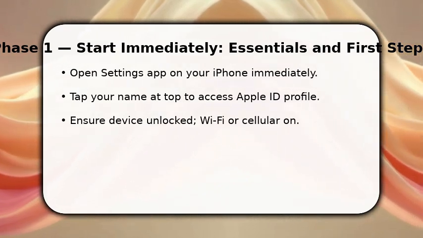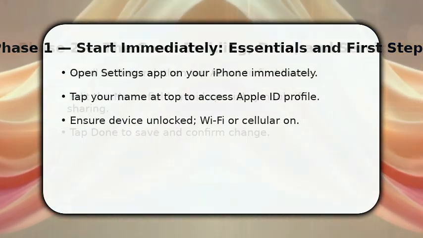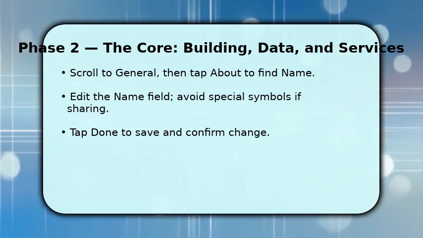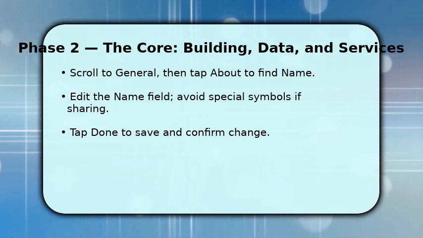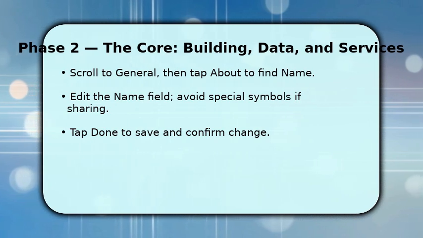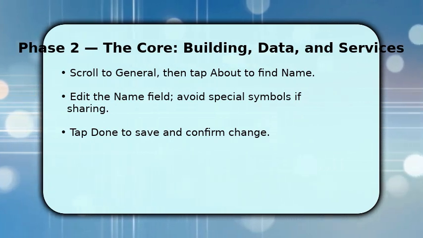Now scroll to General and open About, then tap Name to edit the device name. That name becomes your personal hotspot SSID. Enter a clear, short name. Avoid unusual special characters to prevent connection problems with some devices. Once you type the new name, tap Done to save.